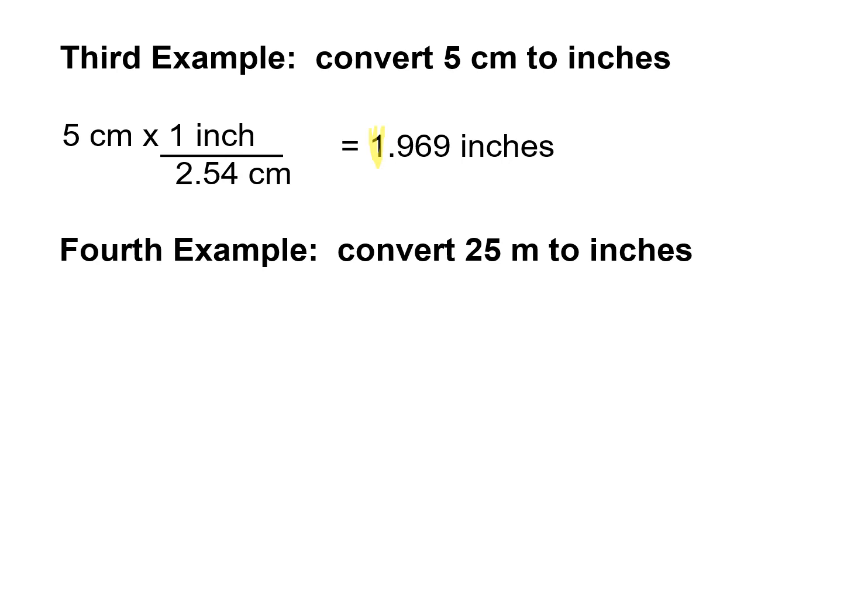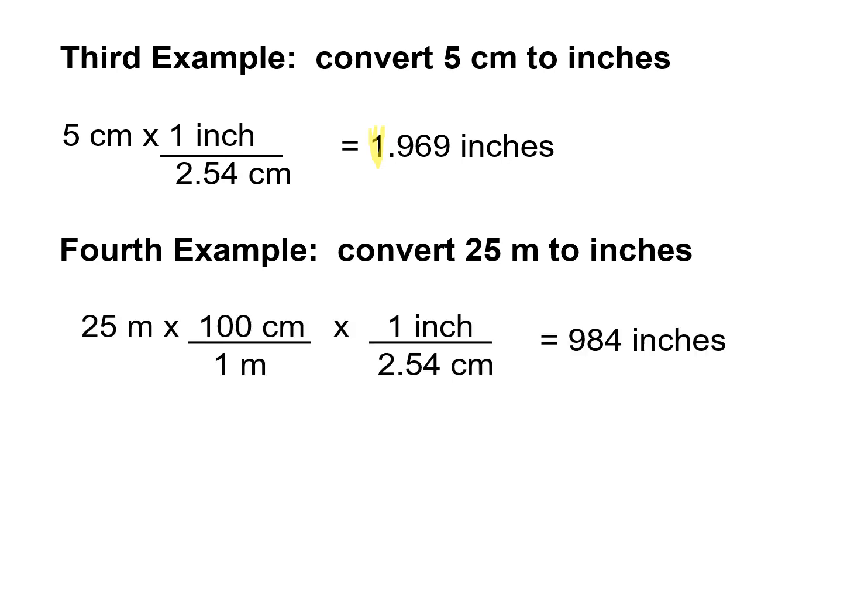Fourth one, we can convert 25 meters to inches. So we have to convert meters to inches. We know there are 100 centimeters in a meter. So we multiply 25 meters times 100 centimeters. That would give us roughly 250 centimeters. And there's 2.54 centimeters to 1 inch. So we divide 250 by 2.54, which gives us 98.4 inches. Still 3 significant digits.